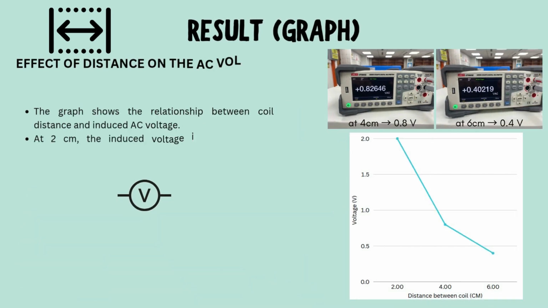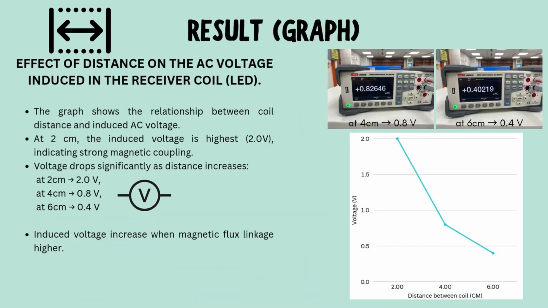As for the result, this graph shows the relationship between the distance of the coils and the AC voltage induced in the receiver coil. When the coils are placed close together at 2 cm, the induced voltage is about 2 volts, the highest point, which indicates strong magnetic coupling. As the distance increases to 4 cm and then 6 cm, the induced voltage drops significantly to around 0.8 volts and 0.4 volts. This shows that increasing the gap between coils weakens the magnetic field interaction, resulting in less energy transfer to the receiver. This observation is consistent with Faraday's law, which states that a changing magnetic field induces a voltage in a nearby coil, but the strength of this induction depends on the proximity and alignment of the coils.